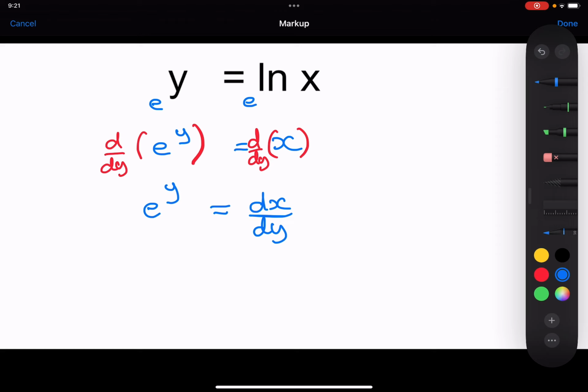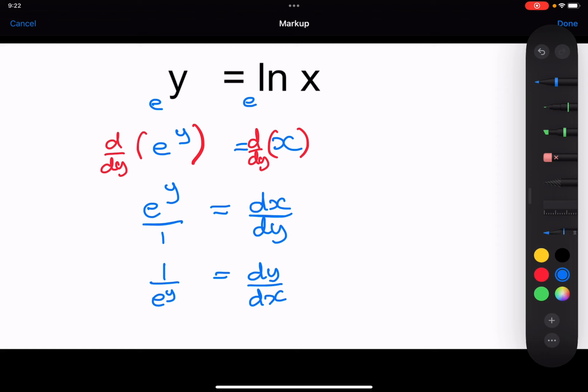And I'm going to do something a little bit naughty here. When it comes to university level maths, you'll learn a bit more about this. But for now, I can get away with it. I'm going to do the reciprocal to both sides. So I'm going to do the reciprocal of e to the power y, which is 1 over e to the power y. And on the right-hand side, I'm going to do the reciprocal to get dy by dx.